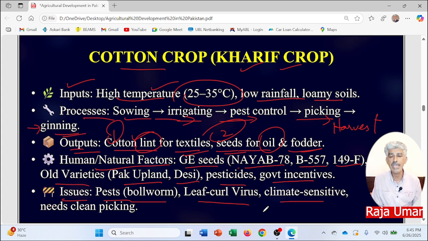And it is climate sensitive. When the full cotton balls are grown and the crop is close to harvest and cotton picking, if rainfall comes, the crop will get fungus, and the cotton quality would be really much lower, and in this way there would be a greater loss for the farmer. And it needs clean picking, soft hands. With the help of women and children, who are most effective for clean picking of cotton, so that the cotton does not get wasted or destroyed.